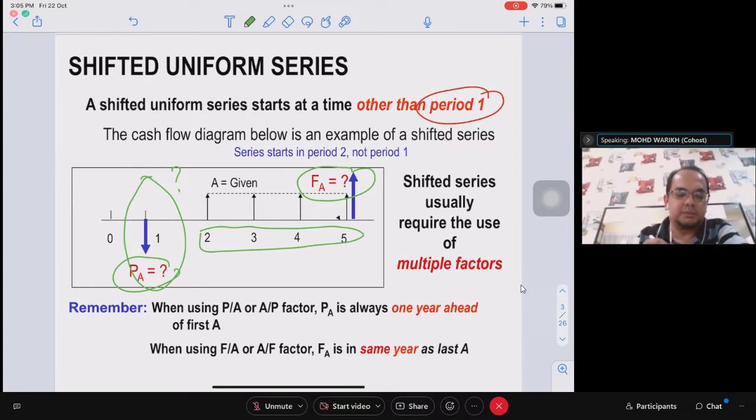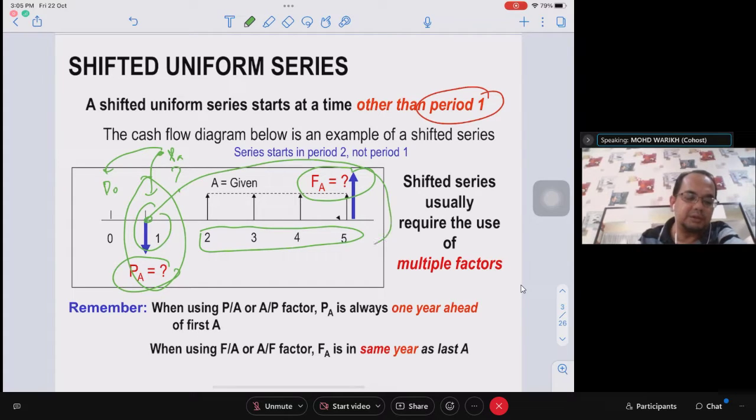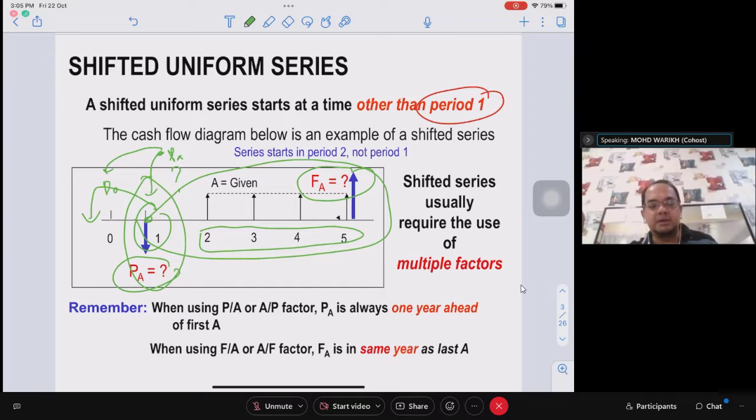Because it is shifted, that means from this point you have to calculate this point, and then you have to move to P0. The example is a PA. That means a shifted. You calculate this one first for the overall of these numbers, and then you have to shift it to the P0. Then you can have an answer.